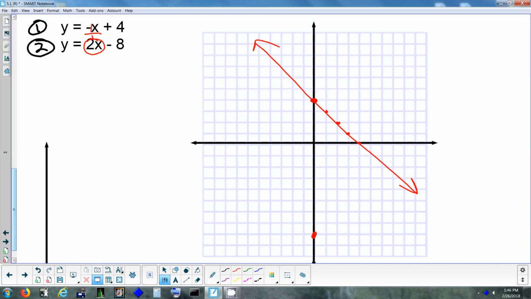What do I do from -8? You go up 2 and over 1. Yep. Up 2 and right 1. Yeah. Up 2 and right 1. I'm going to keep doing it, and I think I already found my answer.